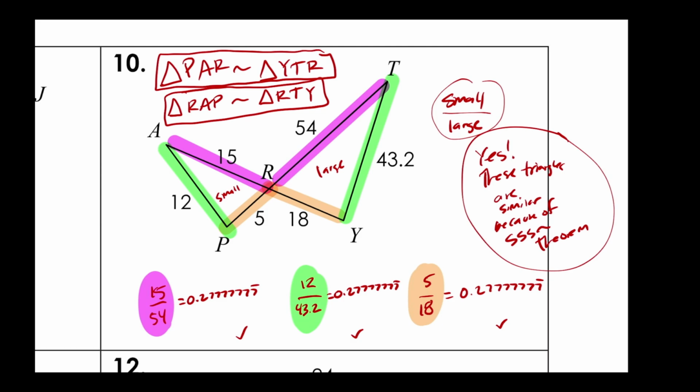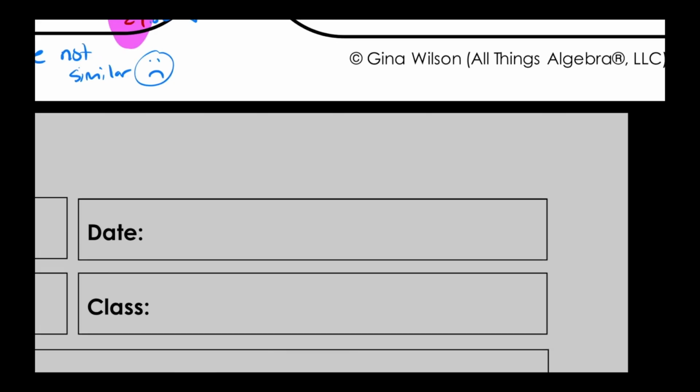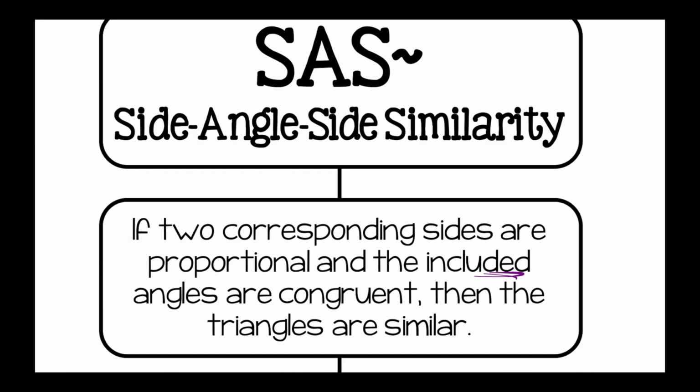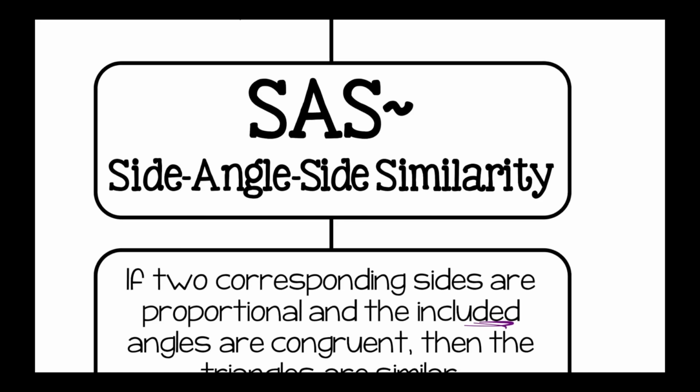So now we have two ways to prove or to show that two triangles are similar. We have AA similarity. We have SSS, side, side, side similarity. And now we're going to learn side angle side similarity. Okay? Which means, I think it's kind of obvious, right? You're going to have two sides that are proportional, and then we're going to have an angle that's in between them that's equal. Okay? So we're kind of combining the two previous theorems.